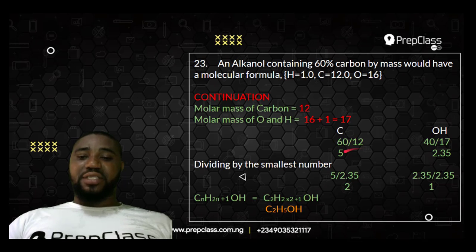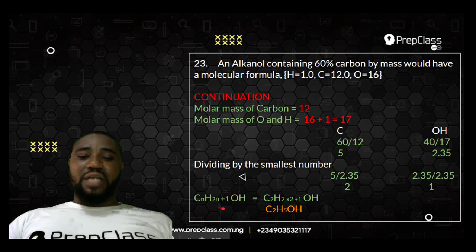You divide the percent composition by the molar mass: 60 divided by 12 gives us 5, and 40 divided by the molar mass 17 gives us 2.35. Now divide by the smallest number, which is 2.35. So 5 divided by 2.35 gives me 2, and 2.35 divided by itself gives me 1.